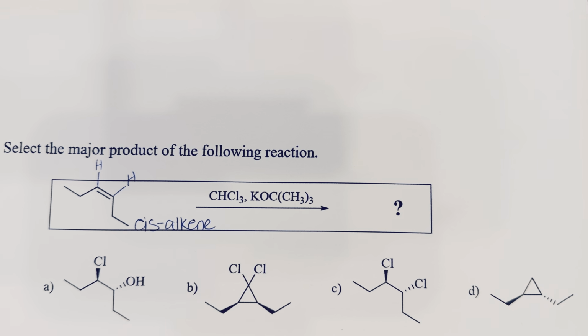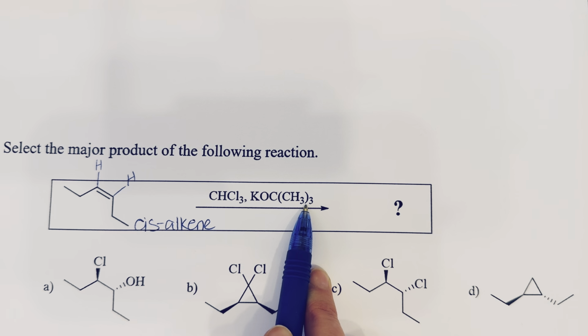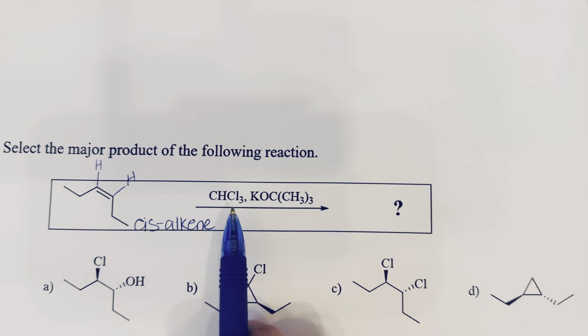And then we want to take a look at what we are reacting the alkene with. So what we've got is a mixture of chloroform, which has a slightly acidic hydrogen because of the 3 chlorines, and we've got a strong base. We've got potassium tert-butoxide. So we need to consider what happens when we mix these two things together.